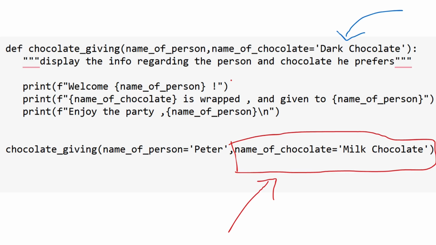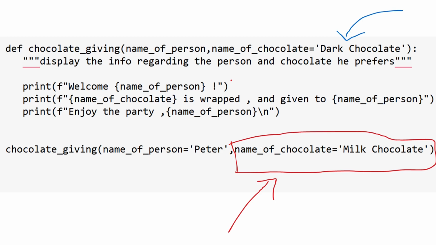So now, yes, again let's take our party hosting example. If Peter insists on having milk chocolate and you, as a party host, don't really mind and allow him, then he comes with a function call like this: chocolate giving, the name of the person he passes, Peter, and the name of the chocolate, which he just changed to milk chocolate.